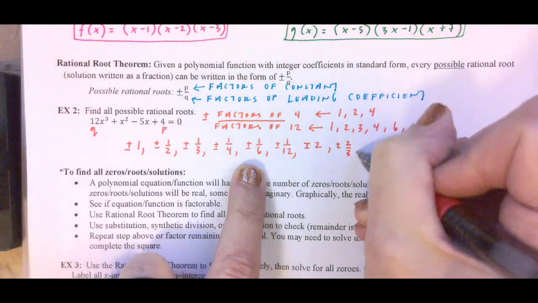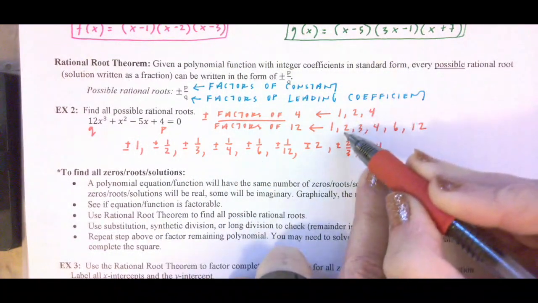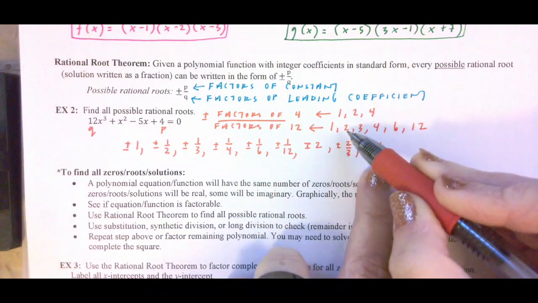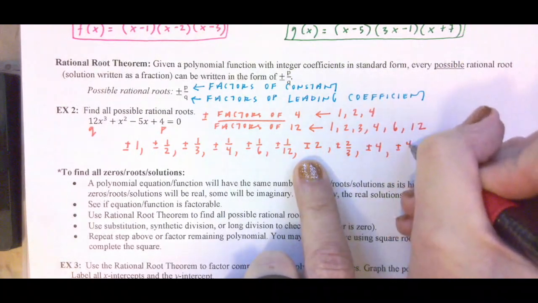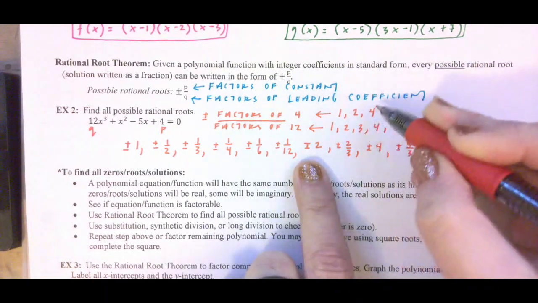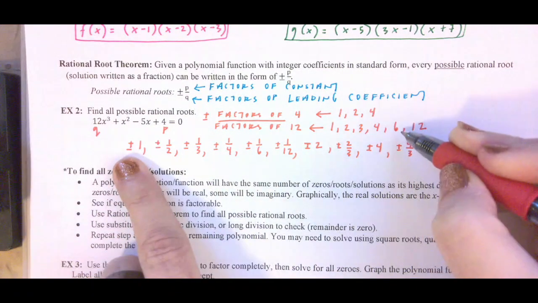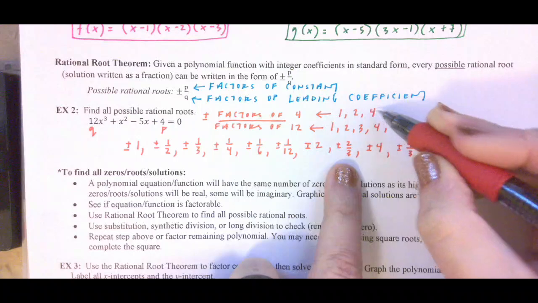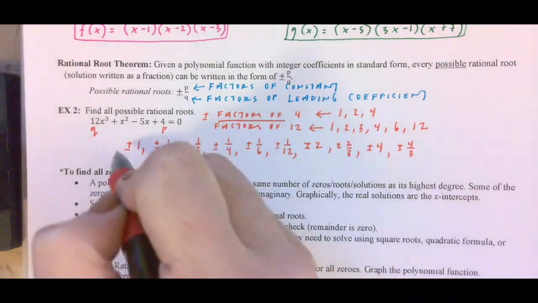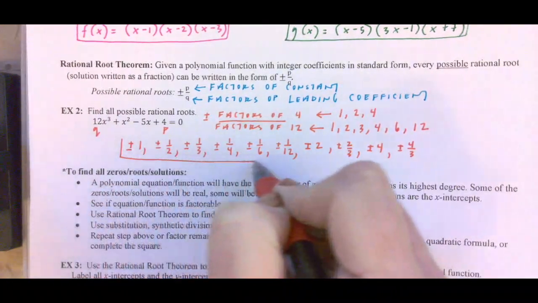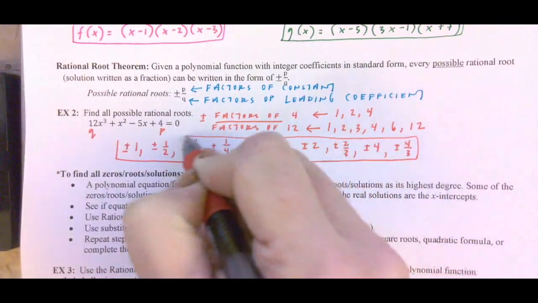So 4 over 1 is 4, so plus or minus 4. But 4 over 2 is 2, already have that one. 4 over 3, that's a new one. Okay, 4 over 4, we're back to 1. 4 over 6, well, we're back to 2/3. And 4 over 12, that's 1/3. So here's my list of all of the possible rational roots. And that's a pretty big list.